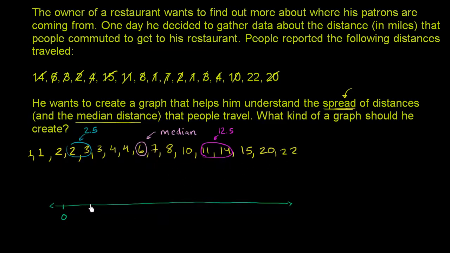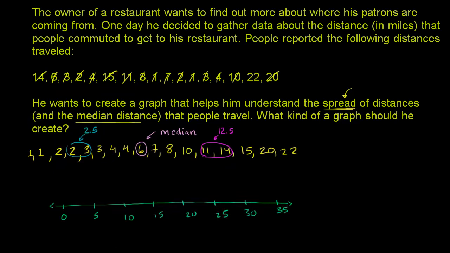So let's say that's 0. Let's say this is 5. This is 10. That could be 15. And that could be 20. This could be 25. We could keep going. 30. Maybe 35. So the first thing we might want to think about, there's several ways to draw it.